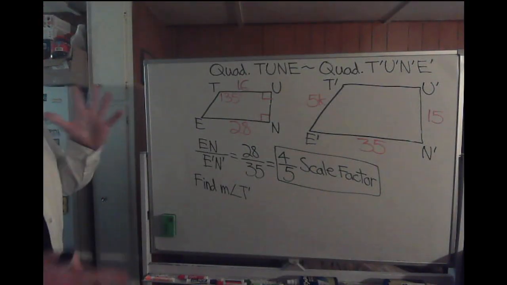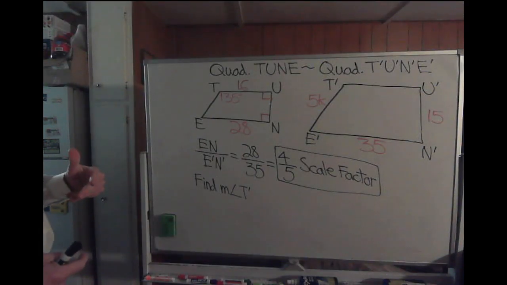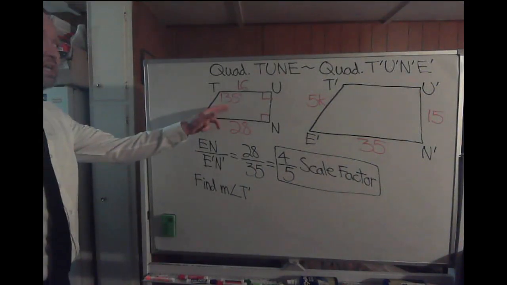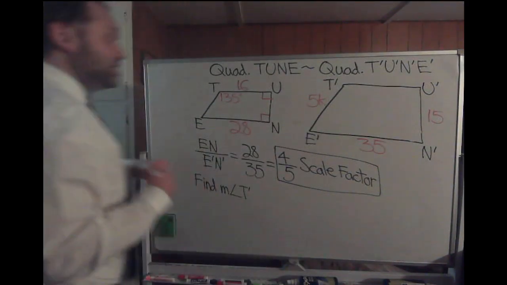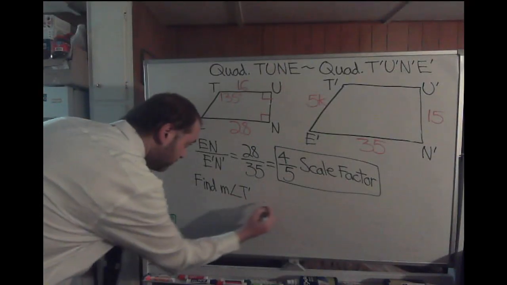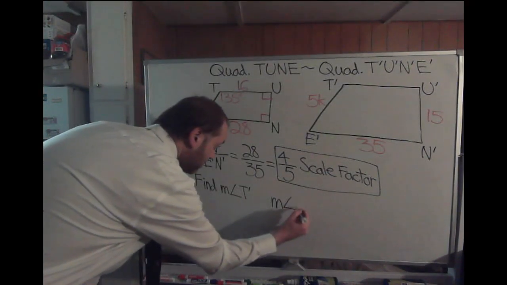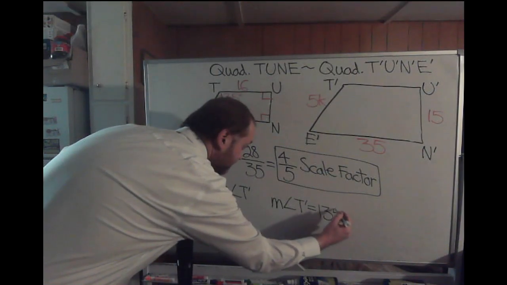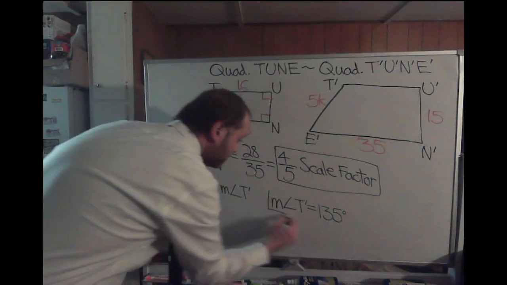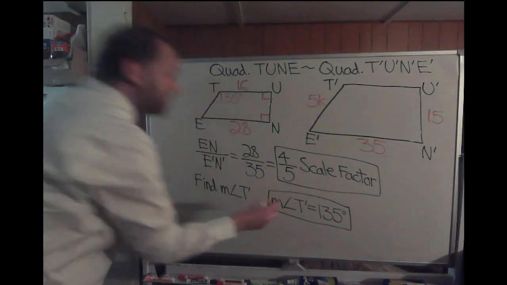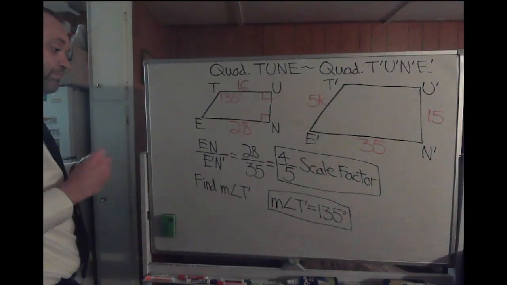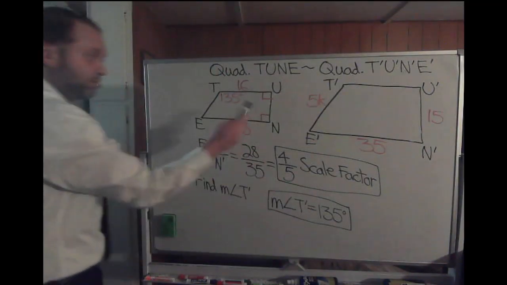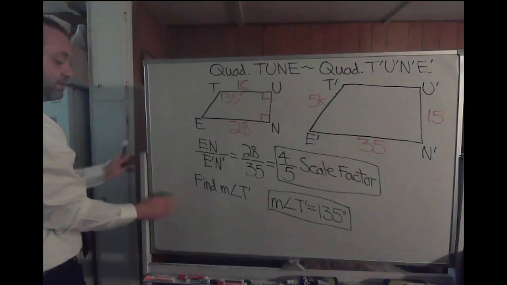Well, if these two quadrilaterals are similar, we know what? That corresponding angles are congruent. So that could only mean that the measure of angle T prime would also be 135 degrees, since corresponding angles of similar polygons are congruent. So the measure of angle T prime would also come up 135. Okay.